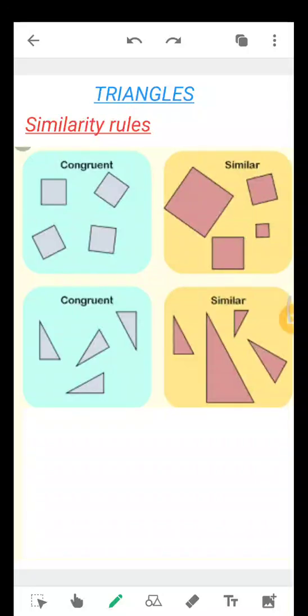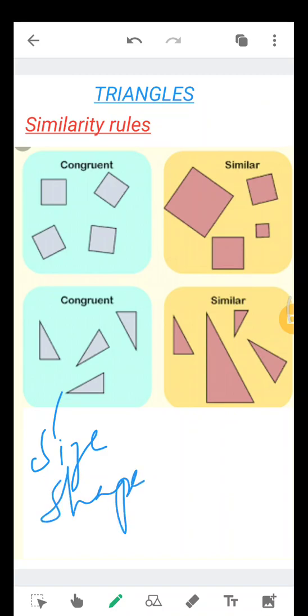Welcome back everyone. In today's session we are going to discuss similarity rules of triangles. Before we go further, let us recall the difference between similar and congruent figures. As I said in the introduction part of this chapter, figures which have the same size and same shape are said to be congruent.